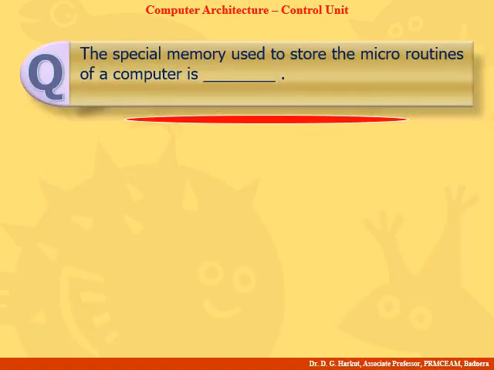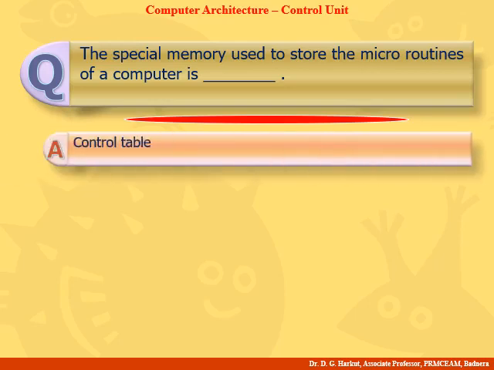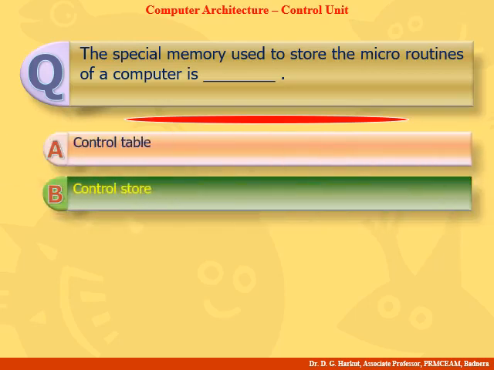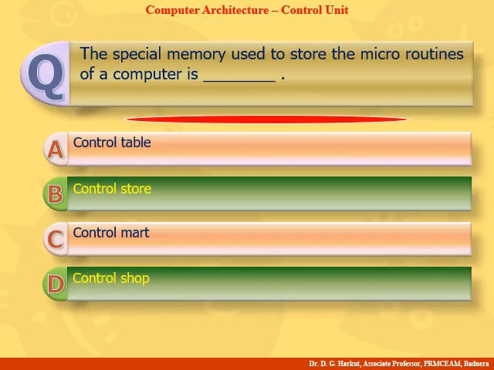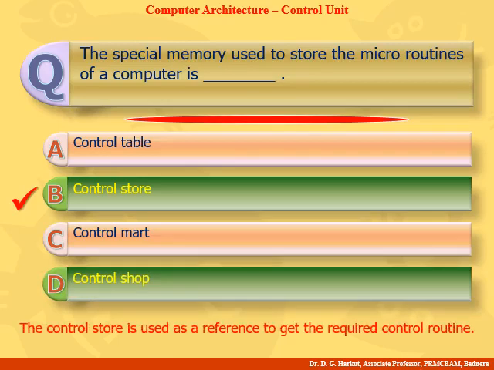Next question. Special memory used to store the microroutine of a computer is: control table, control store, control mart, control shop. The right answer would be control store. Control store is used as a reference to get the required control routine.